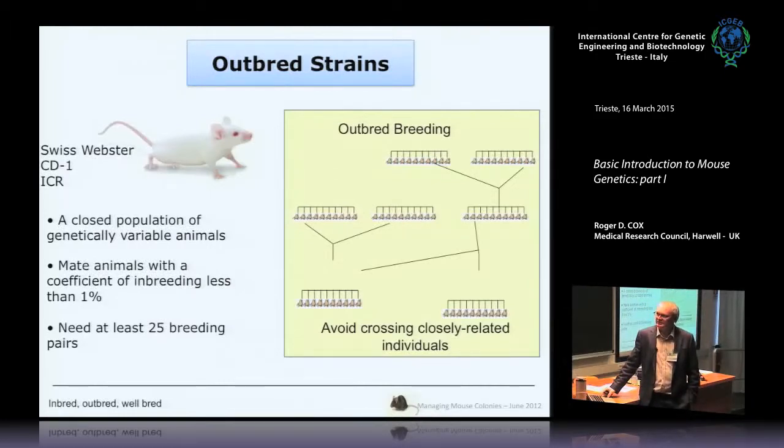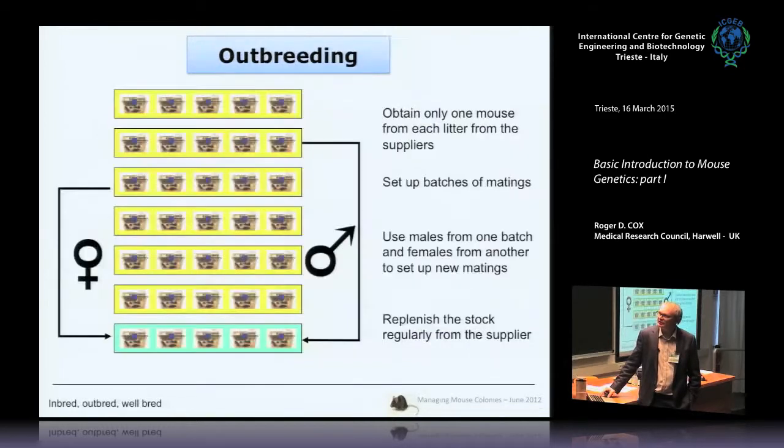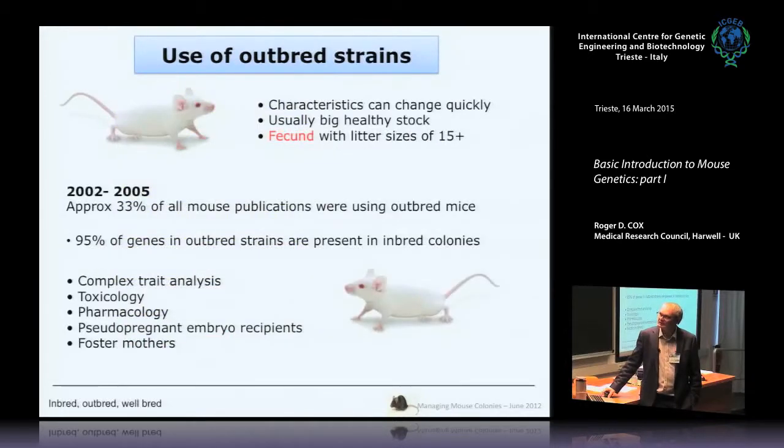So outbred strains, closed population, genetically variable animals. These are useful in some contexts, as I said, if you want a particularly diverse genetic background, although you need to question how diverse those backgrounds really are. But again, you can buy these things. And that's probably the safest way to do it. So, toxicology, pharmacology, these things are particularly useful and as foster mothers because they're very healthy mice.